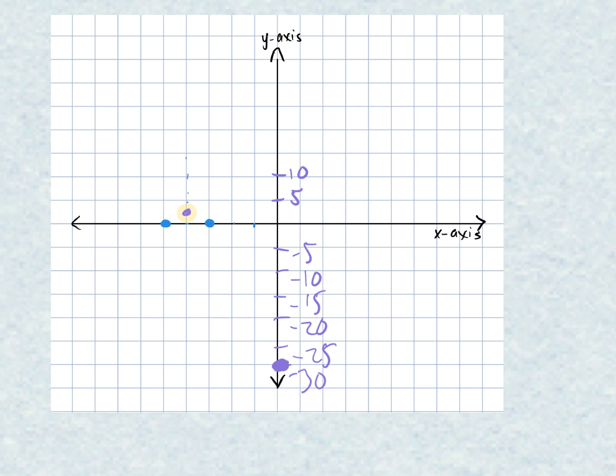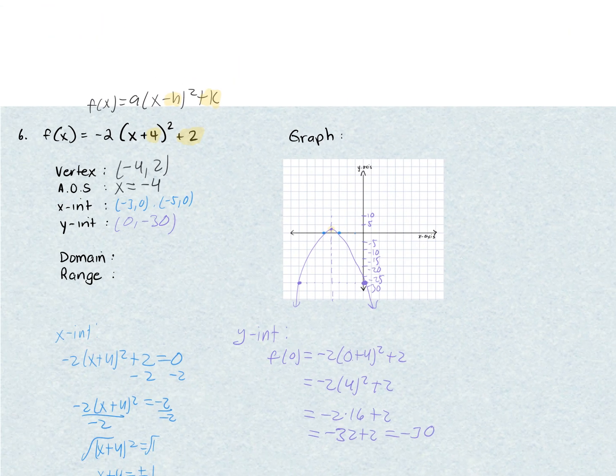Right, and then we have our axis of symmetry right here. So then we have another point 1, 2, 3, 4 units on the other side of your axis. Right, so then we can go ahead and connect these points. And there's the graph of your parabola.